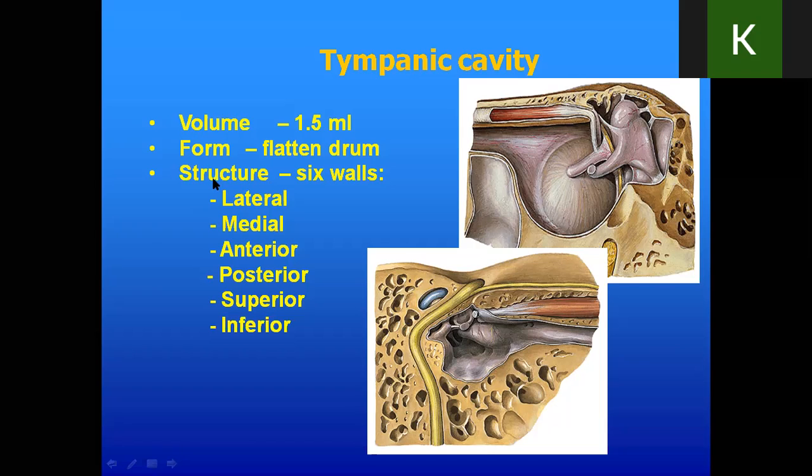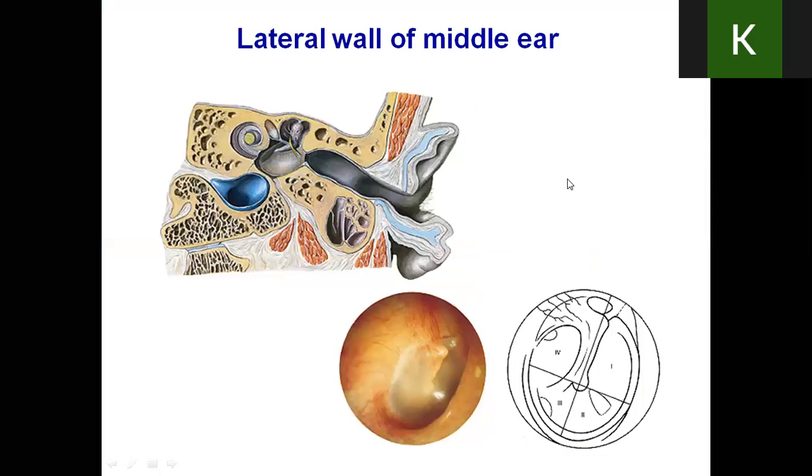The tympanic cavity has 6 walls on 6 sides: lateral, medial, anterior, posterior, superior, inferior. It's easy to remember. Now we are in the tympanic cavity, and in it you can see all these 3 ear ossicles, and the spaces of mastoid air cells on the mastoid process. Now the lateral wall of the middle ear.